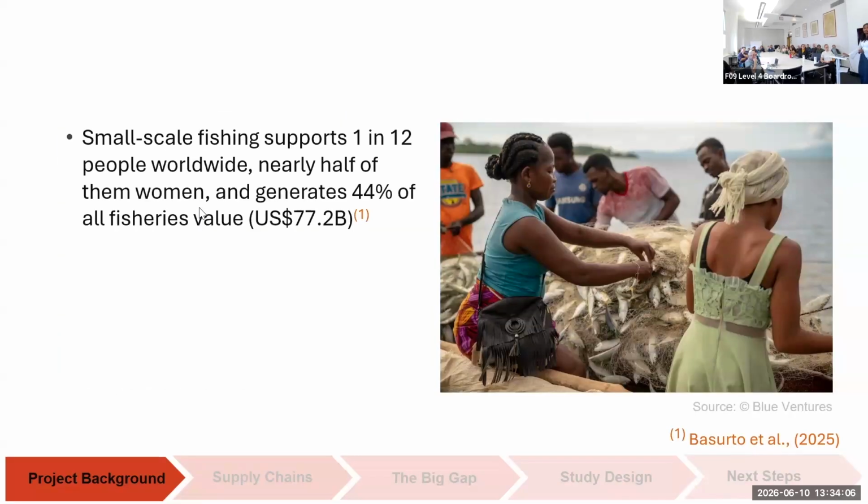And small-scale fishing supports 1 in 12 people worldwide, and around half of them are women, which generates around 44% of all fisheries value. So this is not just the act of taking the fish out of the ocean, it's also post and pre-harvesting mechanisms like you see in the image here, as well as activities based in trade and markets.